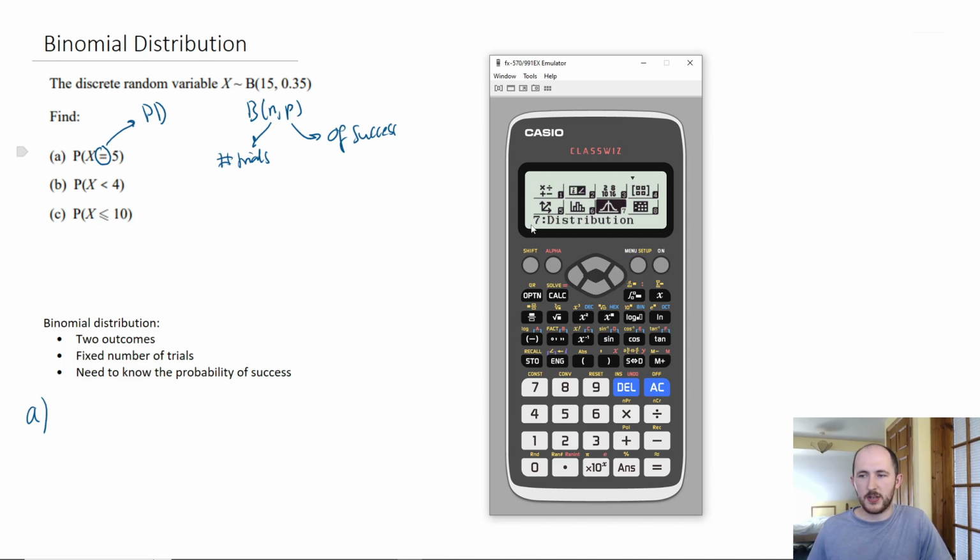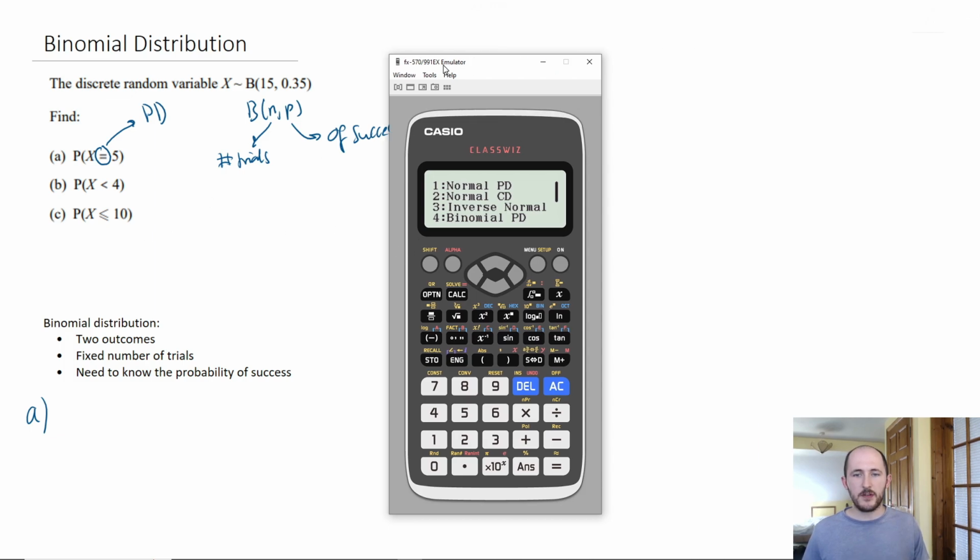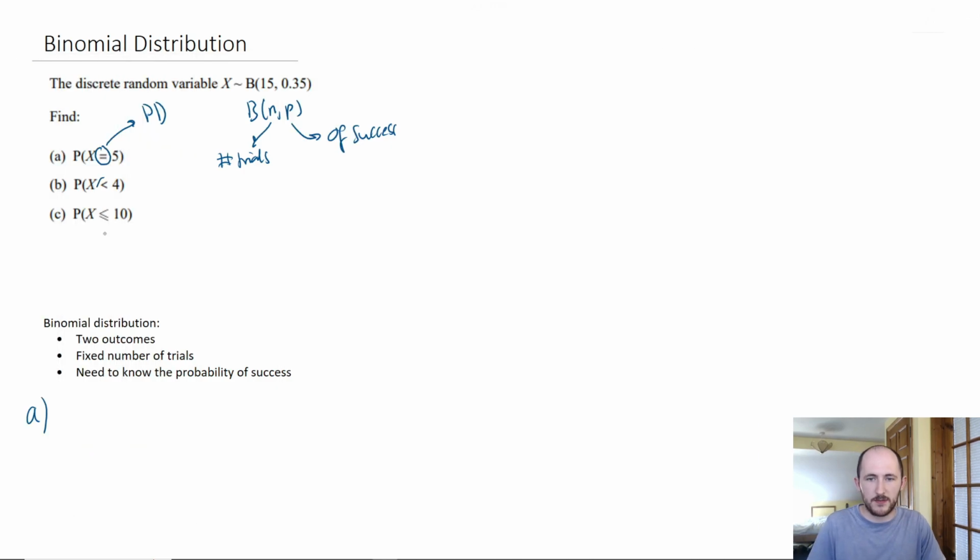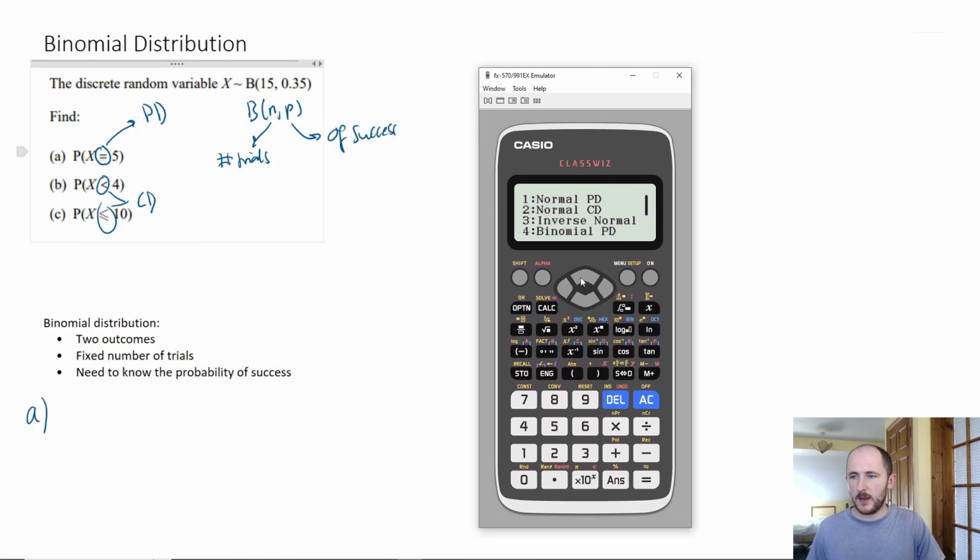Down to the right twice and you come across distribution. Don't click statistics, although that might make sense. Distribution, because we're looking at distributions. Press equals and you have all of these options. Go down to binomial. So we have binomial CD and binomial PD. CD is cumulative distribution and you use that whenever you have an inequality. Remember, it adds up, okay? Now, we want PD because it's an equals. We want a precise value.